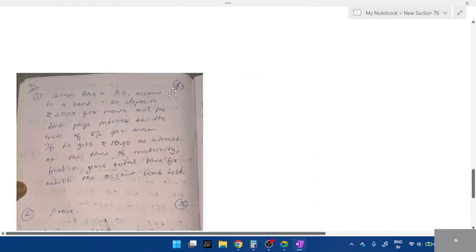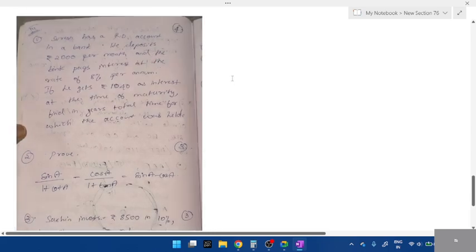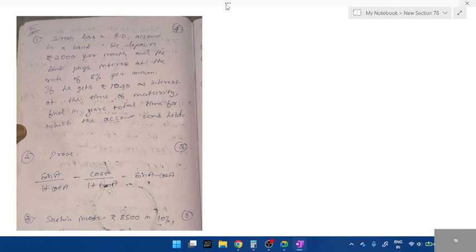See, heights and distance, you all practice, students. I didn't give it for test. Heights and distance, GST. Heights and distance, you all practice. GST, I'll tell you all. Suresh has an idea. Complete deposits.